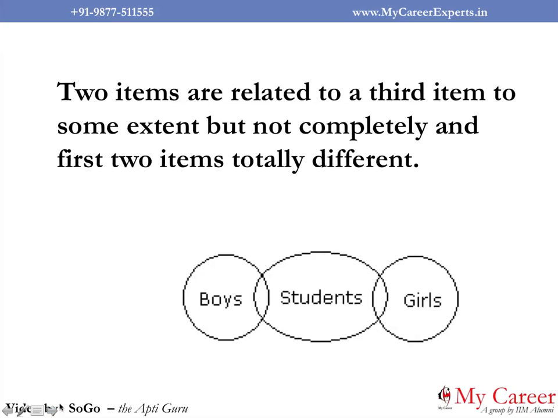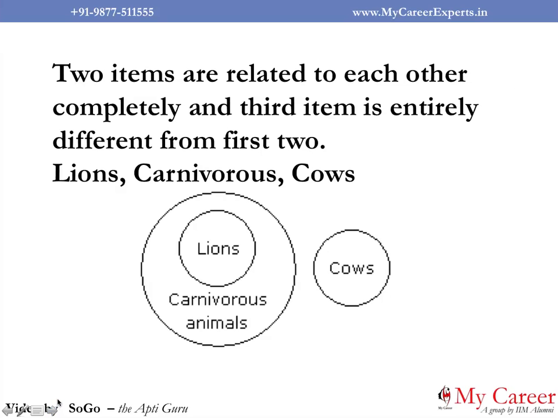Now let us look at this question. Two items are related to a third item to some extent, but they are completely different. Like boys can be students, girls can be students, and there can be other people who can also be students other than boys and girls. Now two items are related to each other and the third item is entirely different. For example, we are given carnivorous animals and we are given lions. Lions are carnivorous animals, whereas cows are not carnivorous animals. At the same time, lions and cows don't have any relation with each other. By understanding this, we are able to draw the basic Venn diagram when it comes to syllogism.